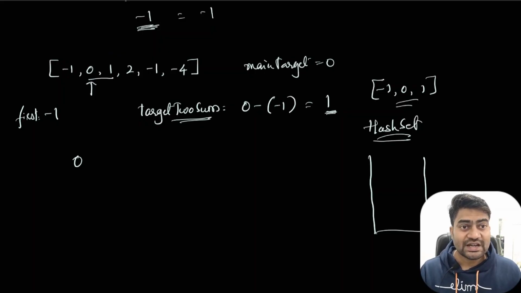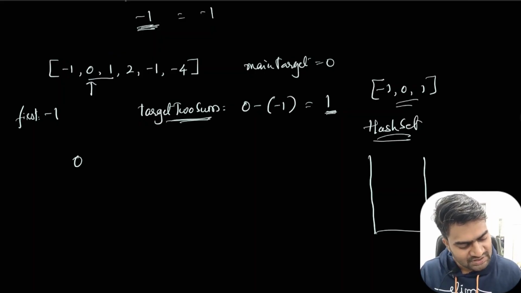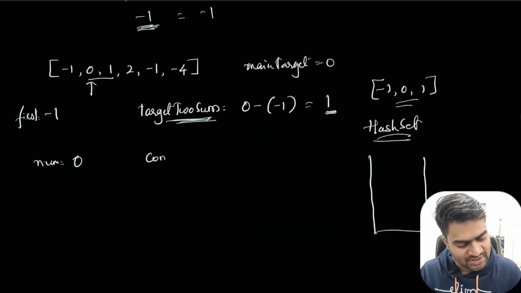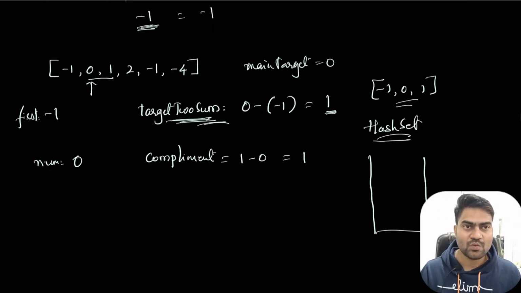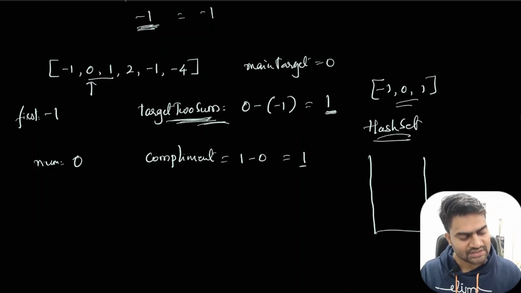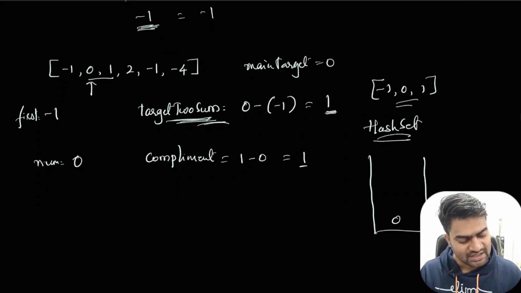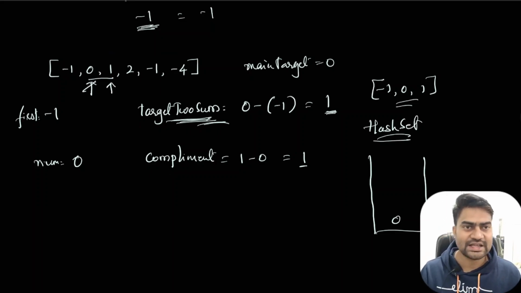What we did in the two-sum problem is we try to find the complement. So now the target for my two-sum problem is 1. If my number is 0 and my target is 1, then the complement of 0 will be this target two-sum, which is 1 minus 0, equal to 1. Now, is this 1 present in my hash set? No, it is not there. So I will simply push my 0 to my hash set. Then I will move to my next number.